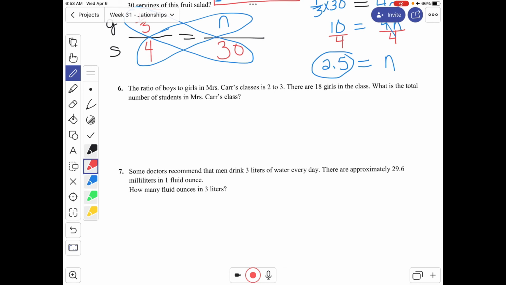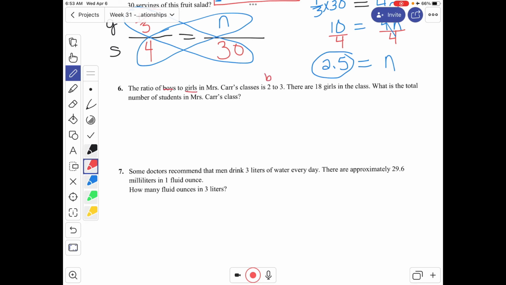Number 6. The ratio of boys to girls in Mrs. Carr's class is 2 to 3. There are 18 girls in the class. What is the total number of students in Mrs. Carr's class? That one is a little bit tricky, but it is a STAR question. It came from a STAR test. They're going to word them a little bit tricky.